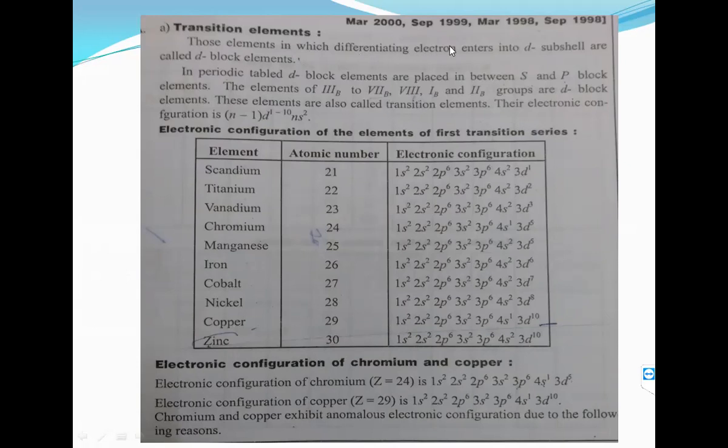Differentiating electron means the last electron entering. The last electron which is entering into the subshell, that is called the differentiating electron. So those elements in which the differentiating electron, that means the last electron, enters into the D subshell, are called D block elements.